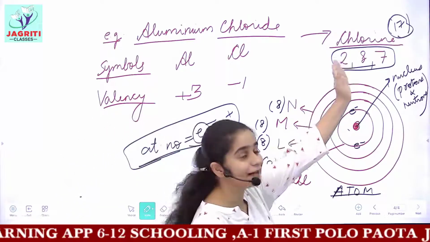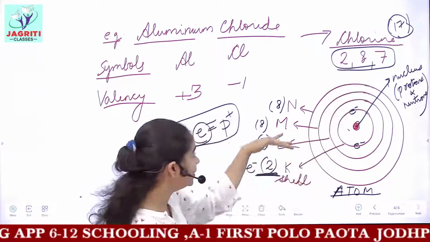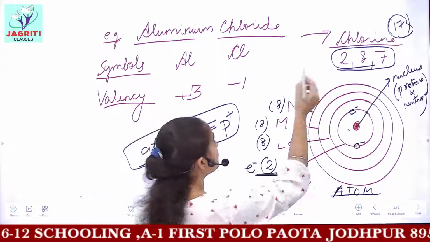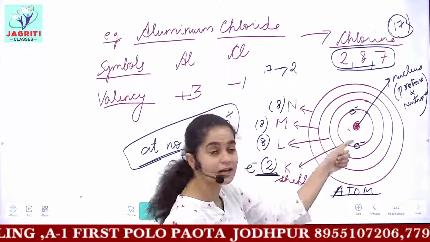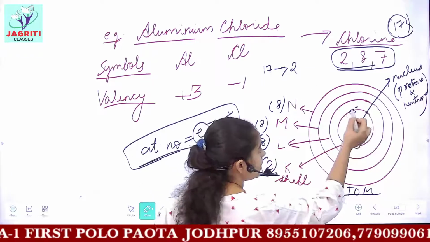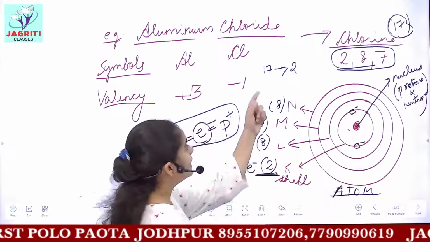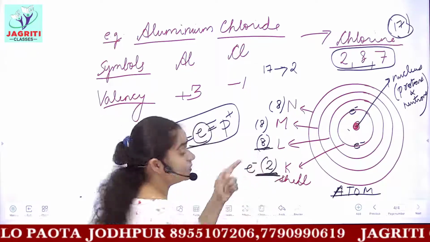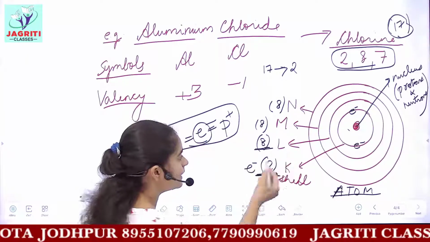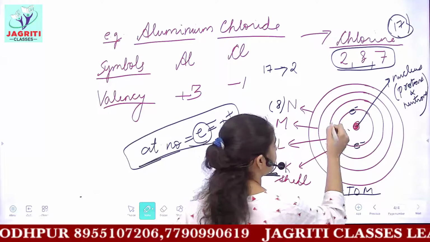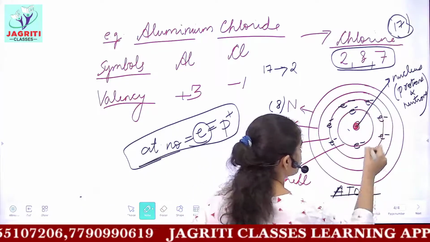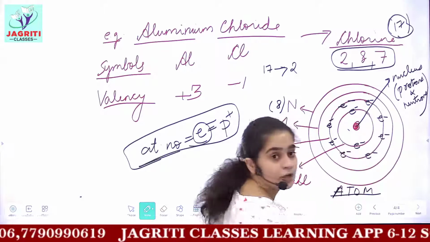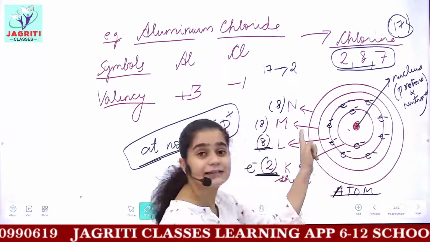So we have to arrange these 17 electrons in the different shells. From 17, the first 2 electrons will come in the K shell. In the K shell I have drawn 2 electrons, okay? Then the next 8 electrons will come in the L shell. So let's make 8 electrons in the L shell: 1, 2, 3, 4, 5, 6, 7 and 8. We made our 8 electrons in the L shell.